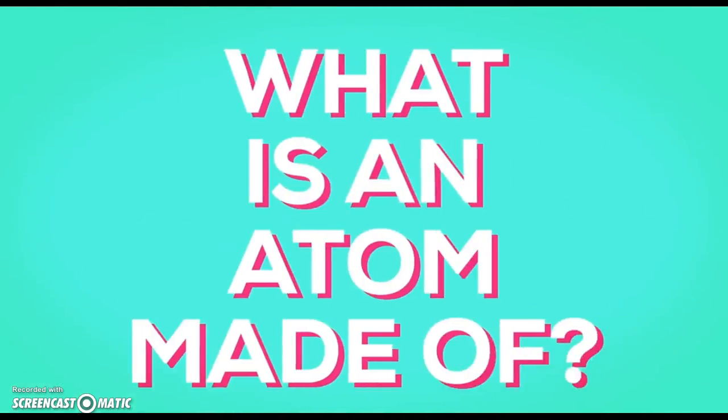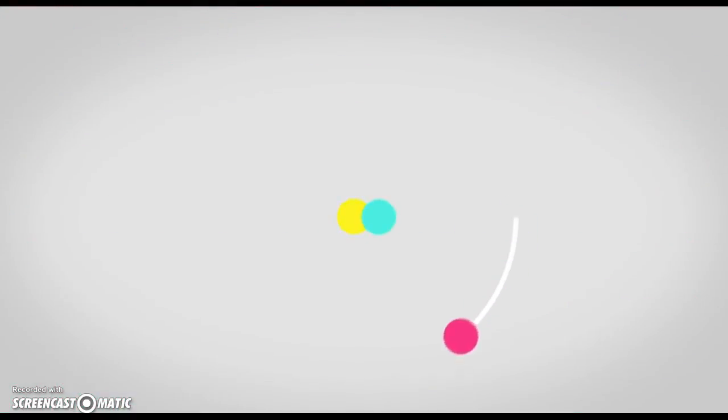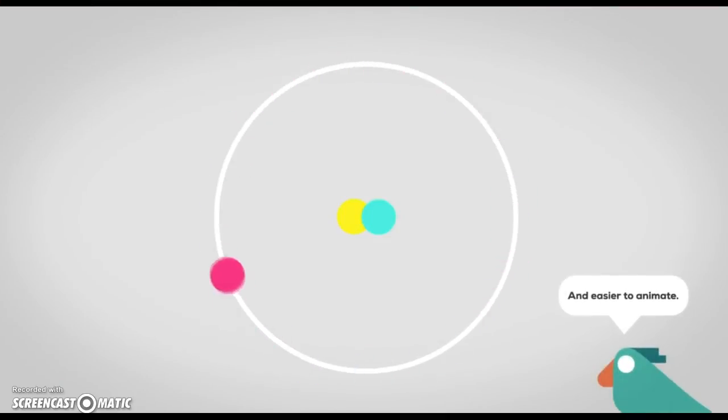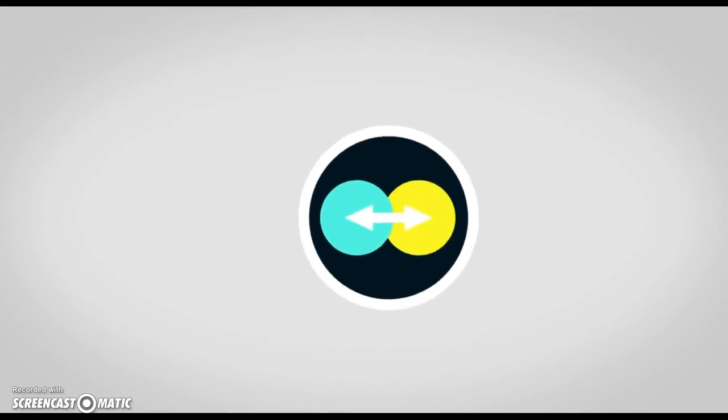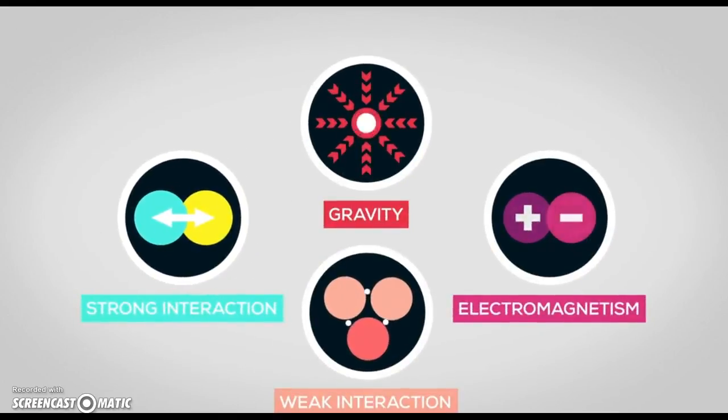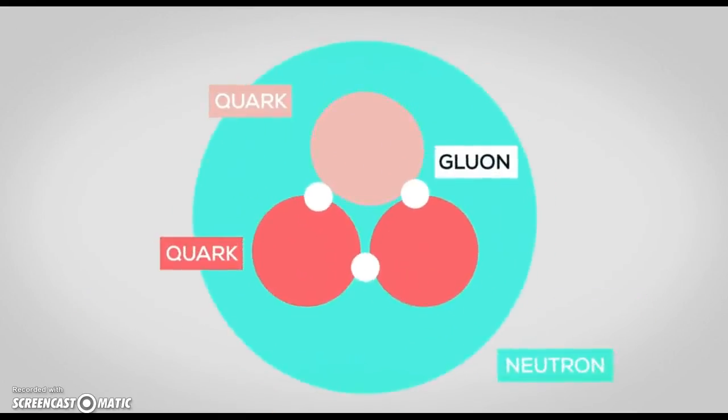What is an atom made of? Let us just pretend that atoms look like this for a minute to make it easier to understand. An atom consists of three elementary particles: neutrons, protons, and electrons. Protons and neutrons bind together and form the atom core, held together by the strong interaction, one of the four fundamental forces in the universe. They are made from quarks and held together by gluons.